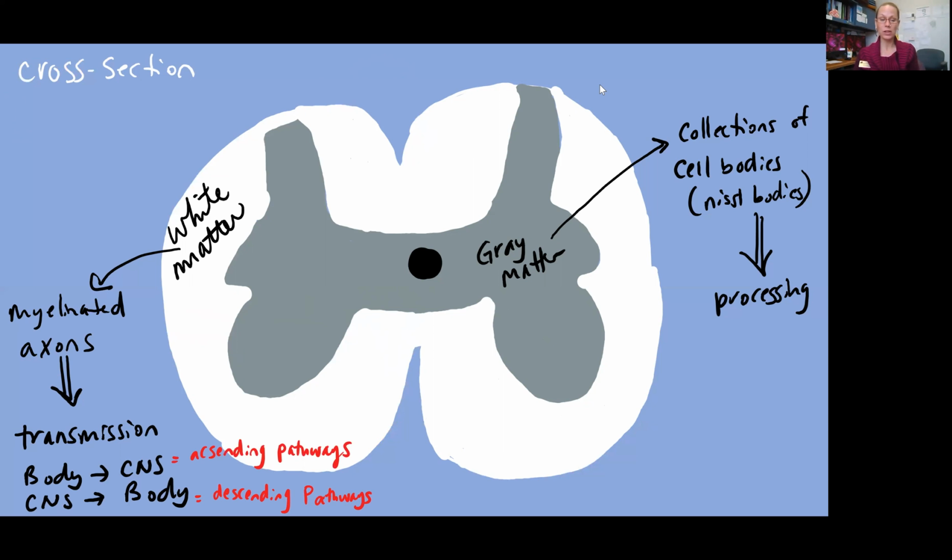We have information traveling from the body, gets into the spinal cord and goes up to the central nervous system, meaning the brain. And so if it's traveling up to the brain, then that is an ascending pathway. And then we'll see information from the brain coming down the spinal cord and then going out to the body. So if it's coming down from the brain, we're going to talk about that as a descending pathway.